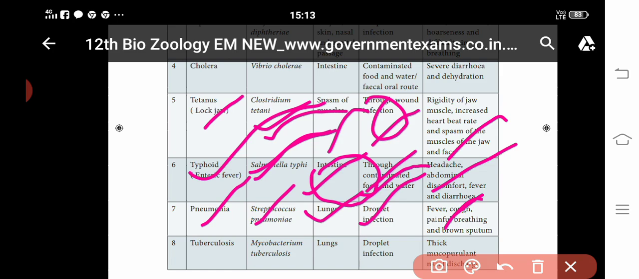So next one is tuberculosis. Mycobacterium tuberculosis, lungs, droplet infection, thick mucopurulent nasal discharge.